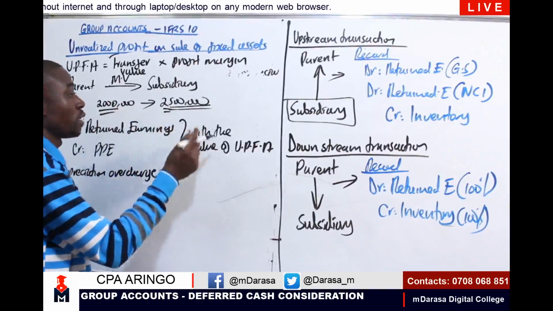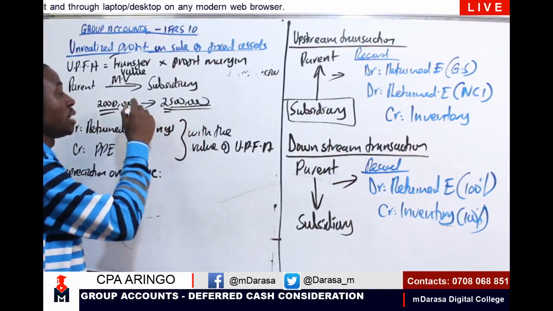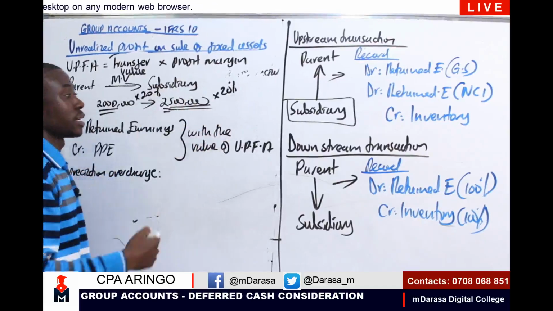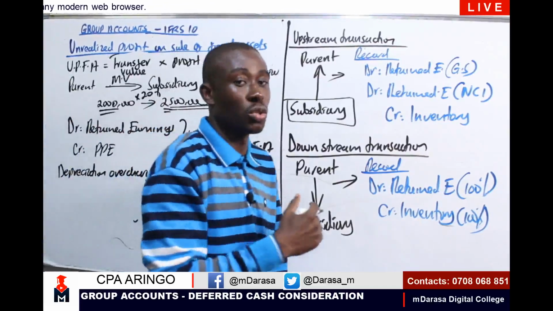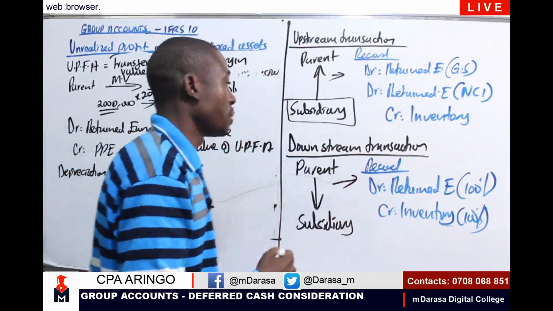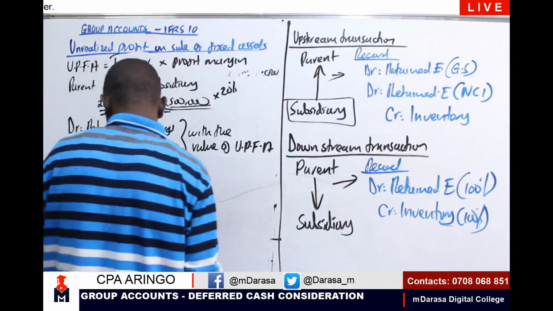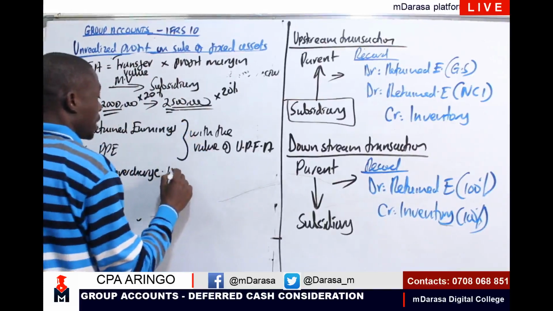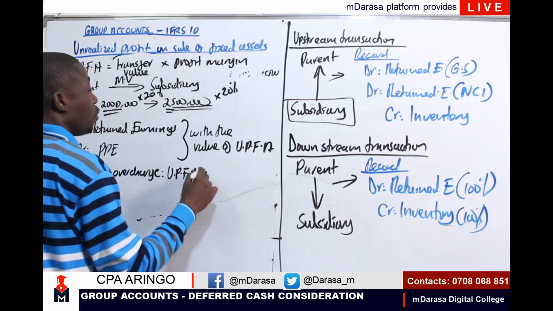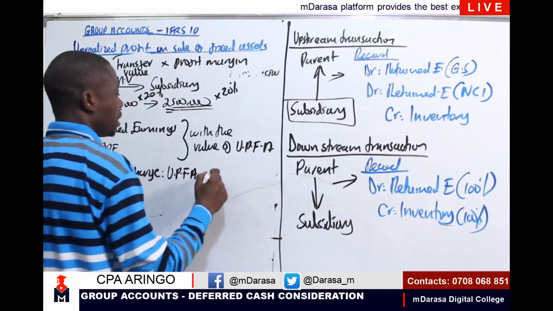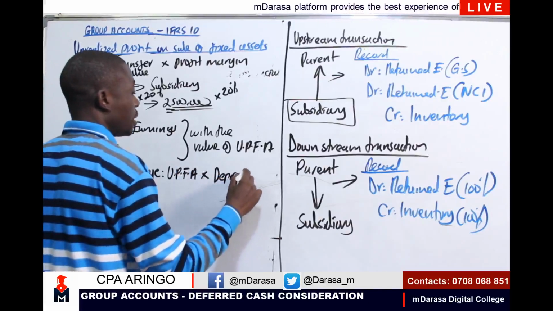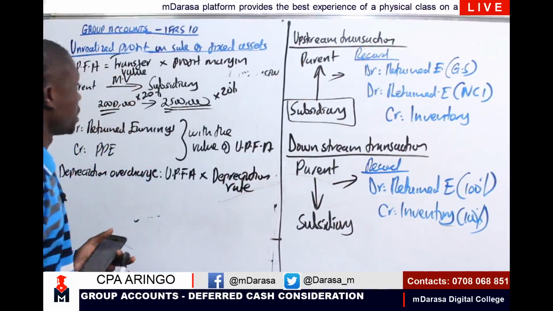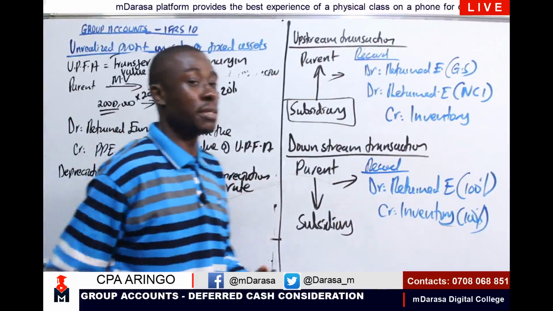In this case, I'm having 2.5. So that is to say, in the event that we're charging depreciation here, if at all it was at 20%, then on this other end I'll be having excess depreciation. That is to say, I'll have overcharged our depreciation. So depreciation overcharge, we can achieve it by taking our unrealized profit on fixed asset and multiplying by what? The depreciation rate. That will give us our depreciation overcharge.